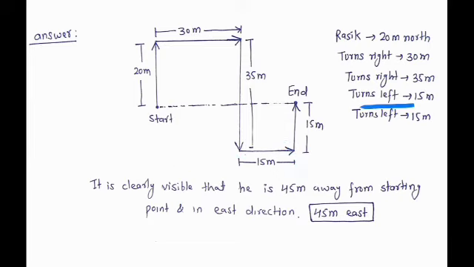So he took a left turn and moved 15 meters. Let's suppose this is 15. If you are moving towards east, your left turn will be towards north again, and he took a left turn and moved 15 meters. So this is 15. Now you can see what the distance is. This is 30 plus 15. So 30 plus 15 is 45, and you can match. Starting point is this, end point is parallel to this. So the direction is east from this to the end point.